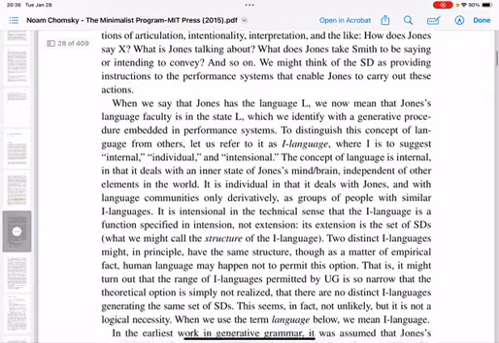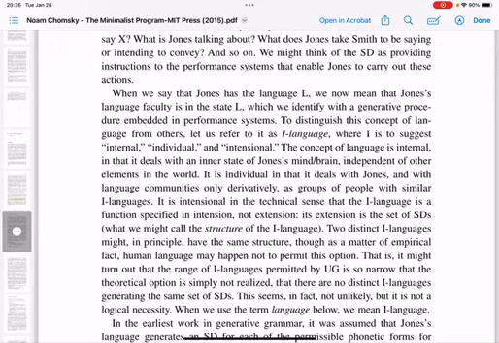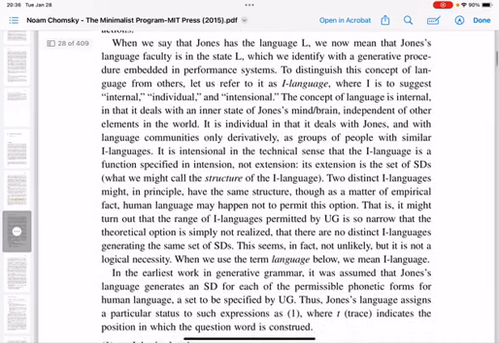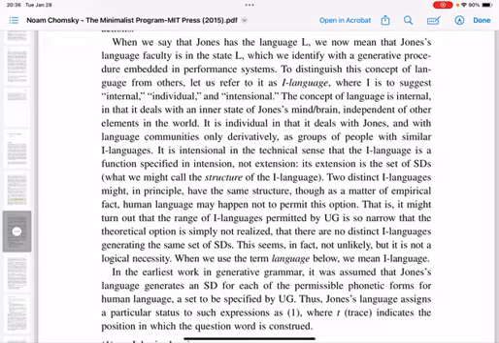actions. When we say that Jones has the language L, we now mean that Jones's language faculty is in the state L, which we identify with a generative procedure embedded in performance systems. To distinguish this concept of language from others, let us refer to it as I-language, where I is to suggest internal, individual, and intensional. The concept of I-language is internal in that it deals with an inner state of Jones's brain or mind.